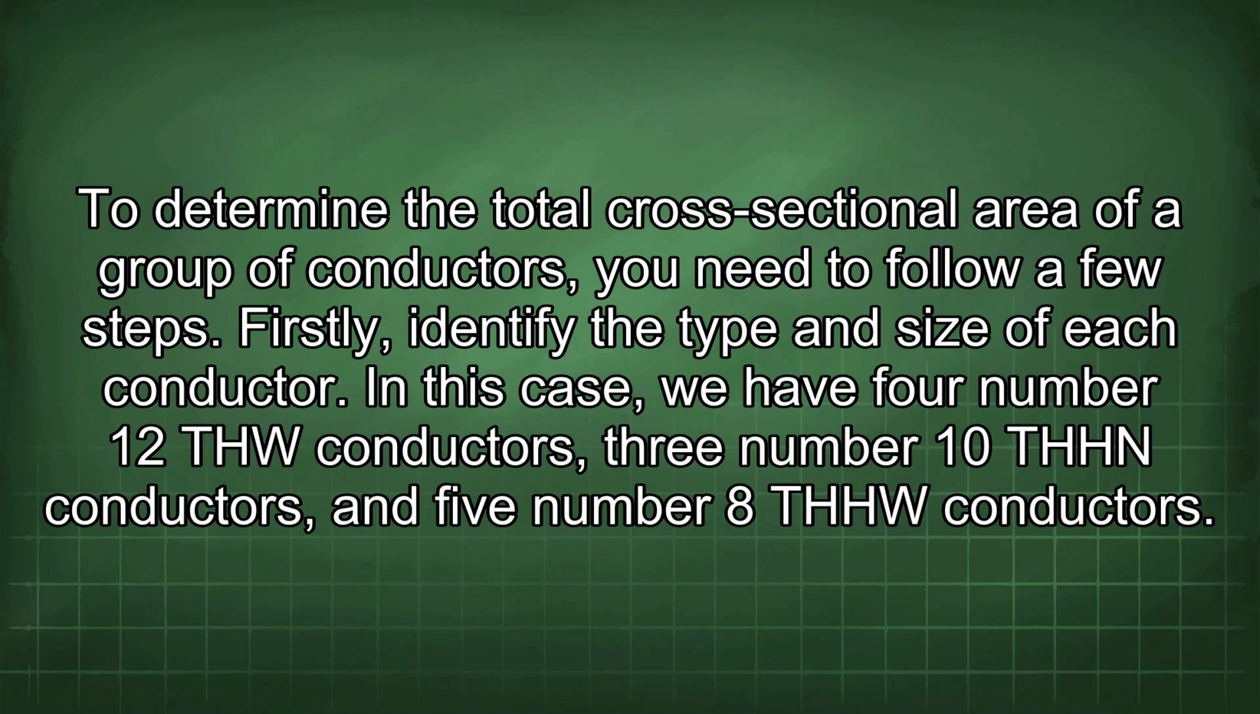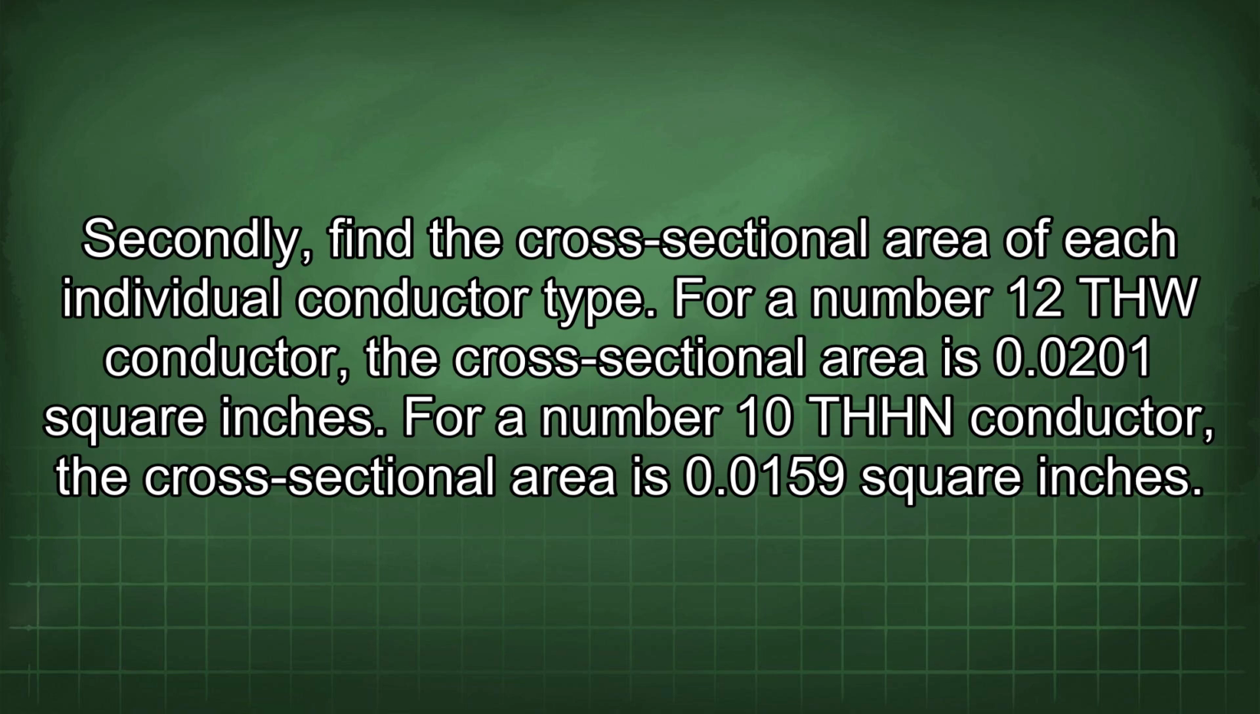To determine the total cross-sectional area of a group of conductors, you need to follow a few steps. Firstly, identify the type and size of each conductor. In this case, we have 4 number 12 THW conductors, 3 number 10 THHN conductors, and 5 number 8 THHW conductors. Secondly, find the cross-sectional area of each individual conductor type.